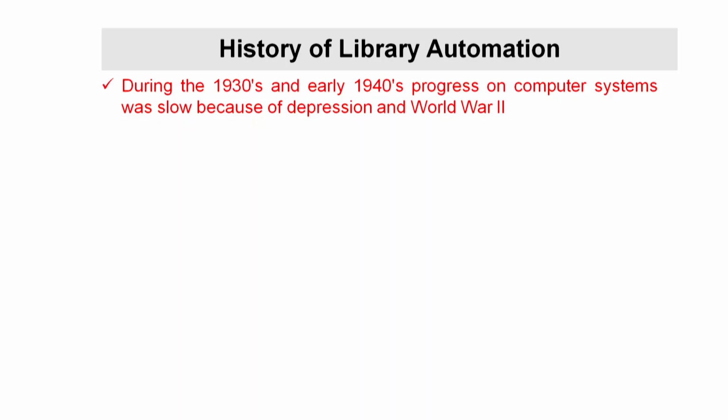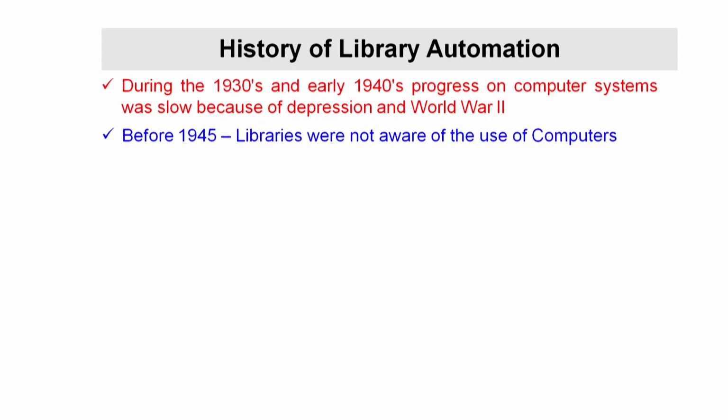During the 1930s and 1940s, when you look back at the history of library automation, the progress on computer systems was very slow because of the effect of the depression caused by the Second World War. So in the 1940s, or before 1945, there was not much introduction of computers in libraries. Automation was literally not there during this period.